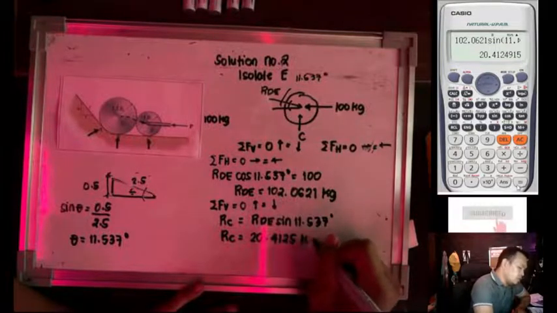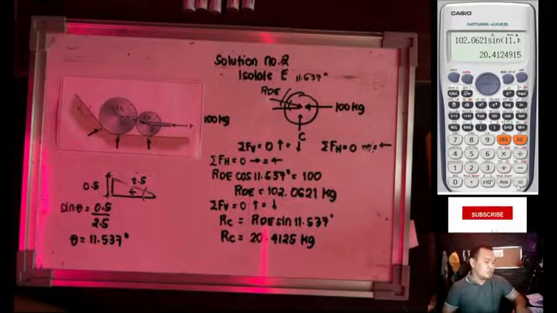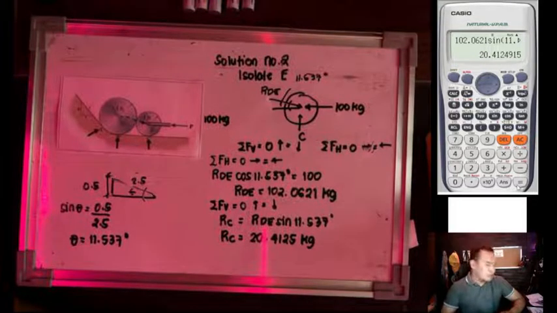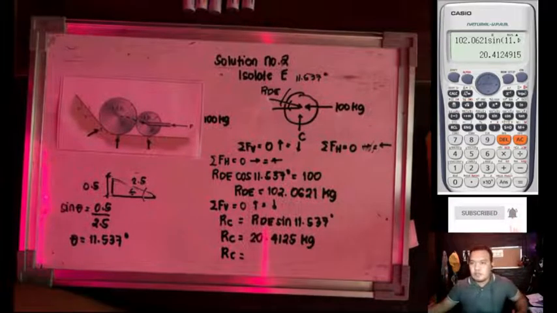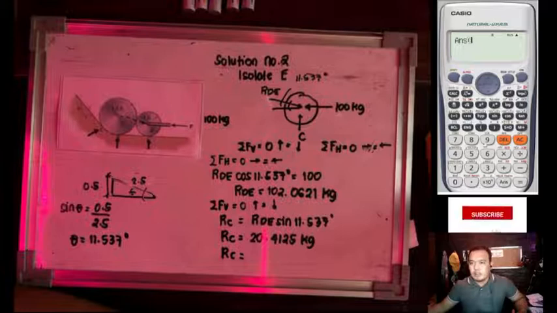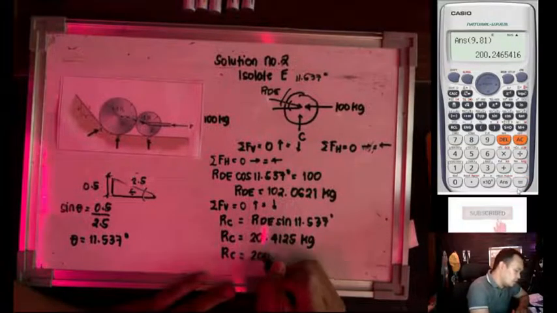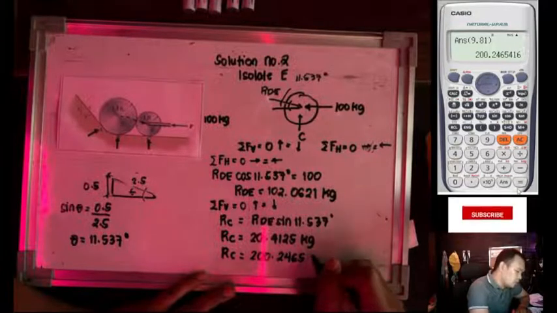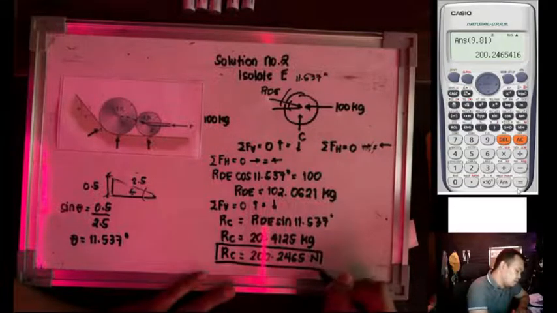So I have a reaction at C which is 20.4125 kilograms. Then to get the actual force, you just multiply it by 9.81 to get the actual reaction. So RC is equivalent to the answer times 9.81, equals. So we have 200.2465 Newtons as the reaction at point C.